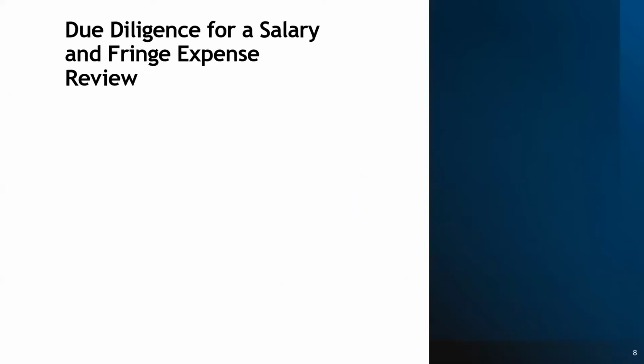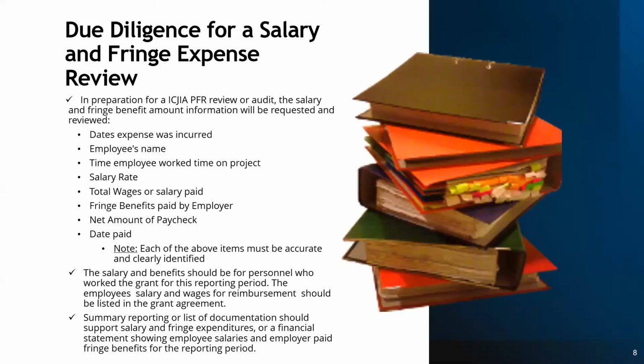So what are some of the due diligence aspects for salary and fringe expenses? In preparation for an ICJIA PFR review or audit, the salary and fringe benefit amounts will be requested and reviewed. Dates expenses were incurred, employee's name, time the employee worked on the project, salary rate, total wages or salary paid, fringe benefits paid by the employer, net amount of paycheck, and the date it was paid.